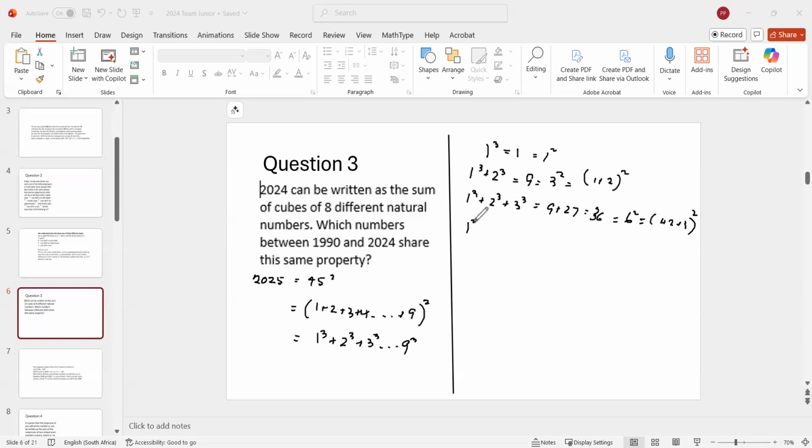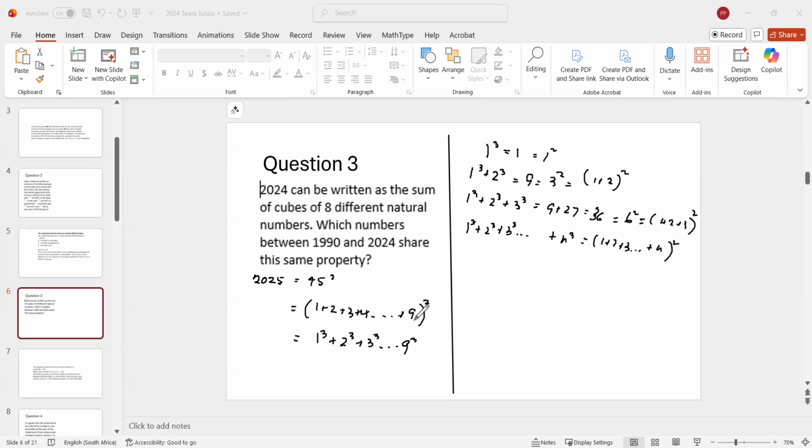And one can prove that this is always true. Then 1 cubed plus 2 cubed plus 3 cubed, all the way up to n cubed, is 1 plus 2 plus 3, all the way up to n, all squared. And there is a formula for the sum of the first n natural numbers. You can simplify this even further, but this formula by itself is quite fascinating. So in other words, 2025 is this.